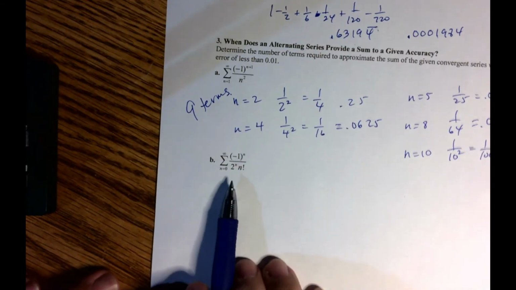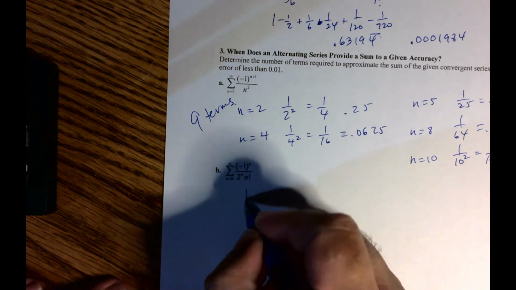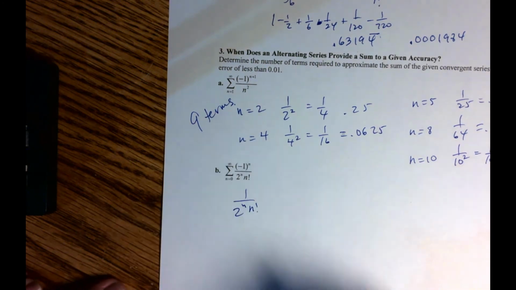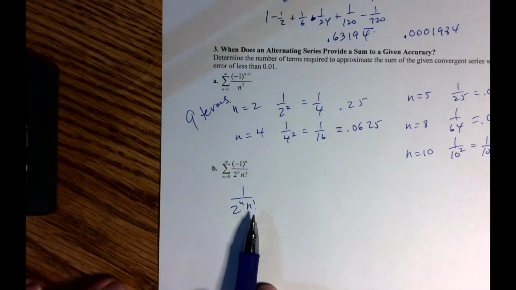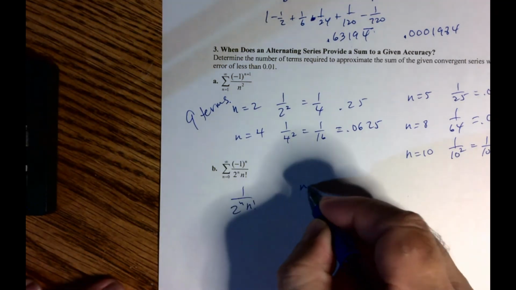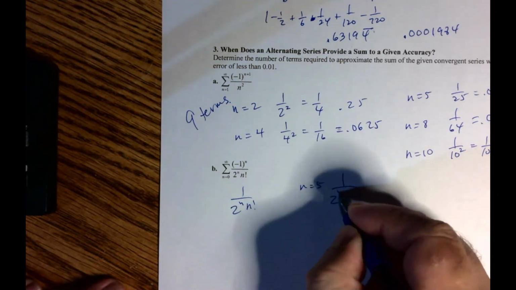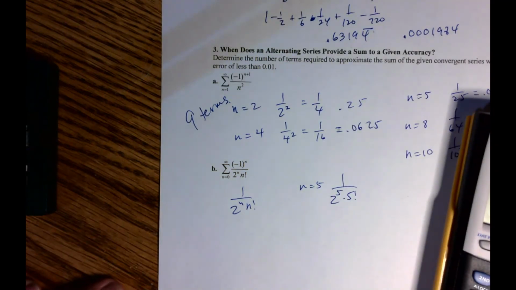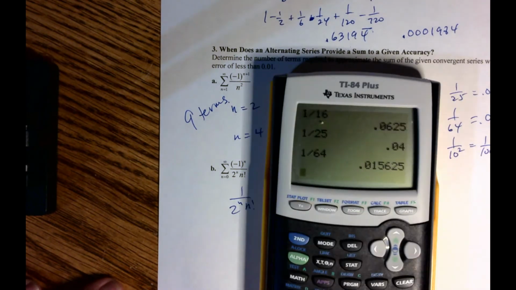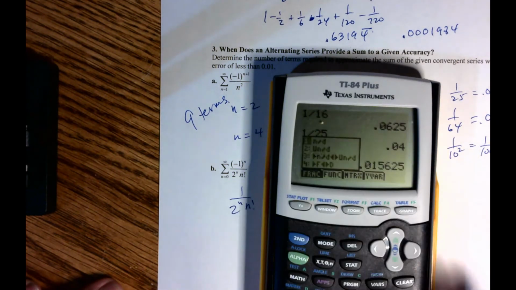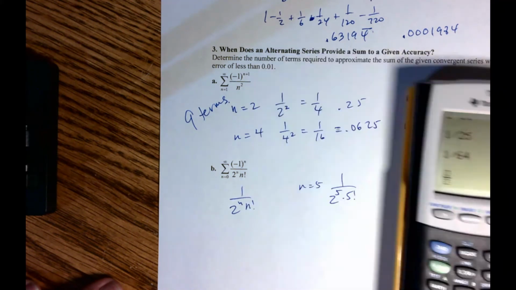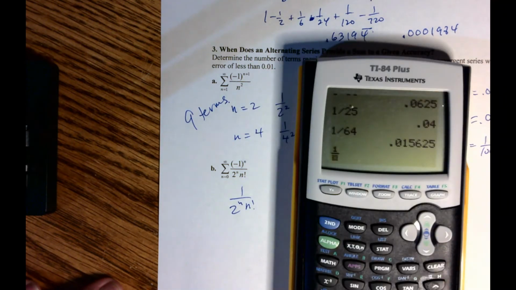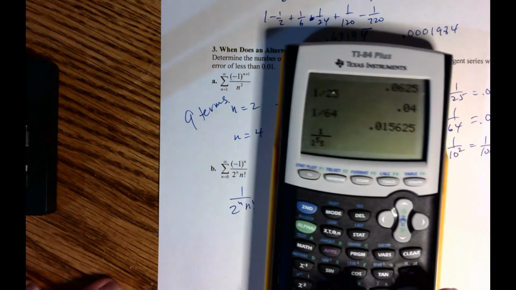Okay, what about this one? This would be looking at 1 over 2 to the n times n factorial. And I'm going to just, right off the bat, try n equals 5. That'll be 1 over 2 to the 5th times 5 factorial. And I probably don't need that much. So let's put that in the calculator. I'm going to put this in fraction form. So it's 1 over 2 raised to 5 and 5 factorial.